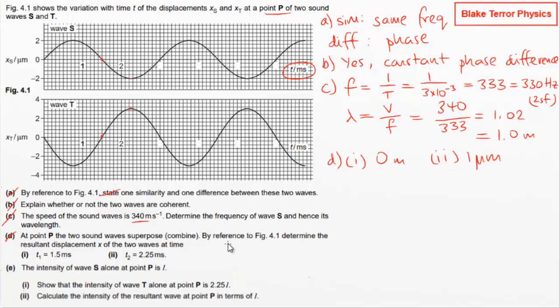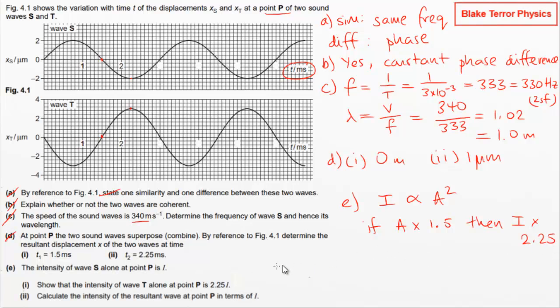Okay, this is so far so good. The intensity of wave S alone at point P is I. So remember that intensity is proportional to amplitude squared. Show that the intensity of wave T is 2.25. Right, so what have we done with the amplitude? We've multiplied that by 1.5. Then that means we're going to get 1.5 squared as a multiple of the intensity, which is 2.25.